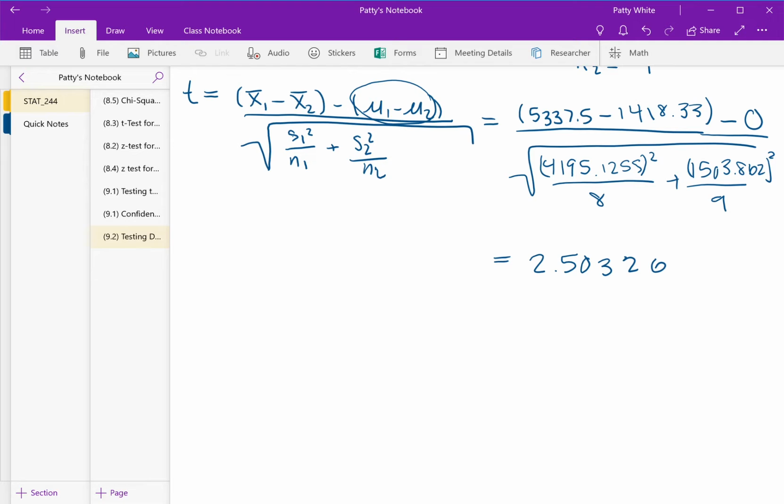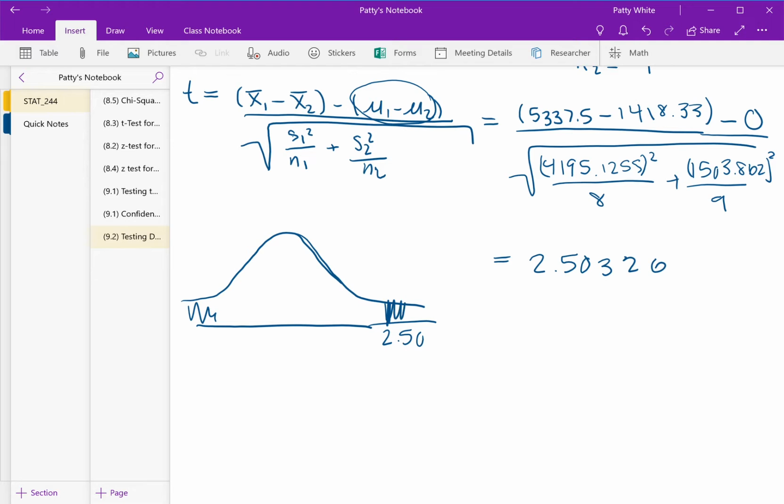So again, we have the t distribution, so we know that it looks similar to the normal distribution. It just has fatter tails. And we have a two-tailed test, so we have some area over here and some area over here. Here is my test statistic of 2.50326. I want all of this area, so those are pretty fat tails. And let's see, this is maybe 2.50.